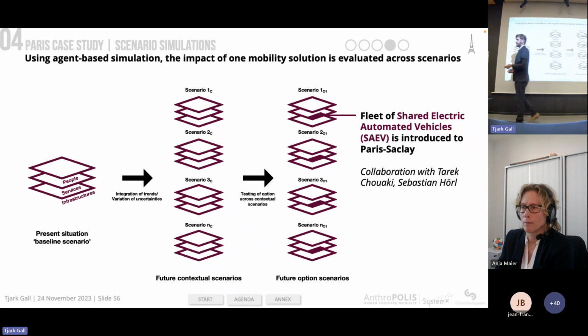and then added to each of the scenarios the same kind of urban mobility solution. In this case, a fleet of shared electric automated vehicles, which means you have vehicles which can pick you up from a train station, bring you somewhere, or take you from somewhere and bring you to the train station, to see how such a solution would perform in our context.